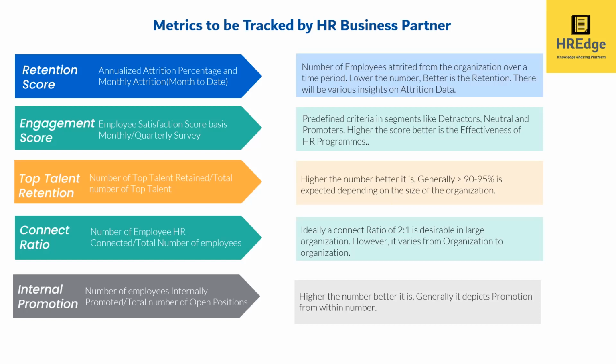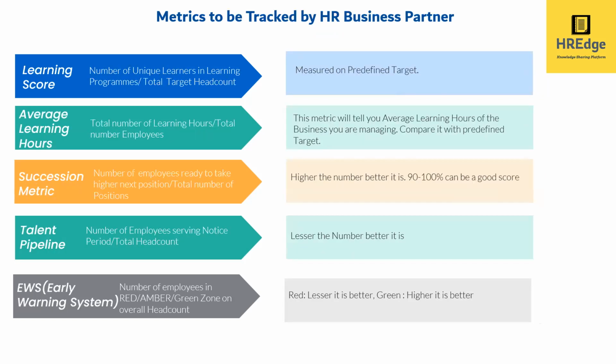Another one is internal promotion. Internal promotion is basically how many people are promoted internally inside the organization. For example, if you had 50 open positions in the last year, out of which you promoted 35 people internally. The higher the number, obviously, the better. Generally, it depicts the promotion-from-within number. If you are promoting a high number of people internally, then your internal talent pool is very strong and your succession management is extremely strong. That's how we interpret it.